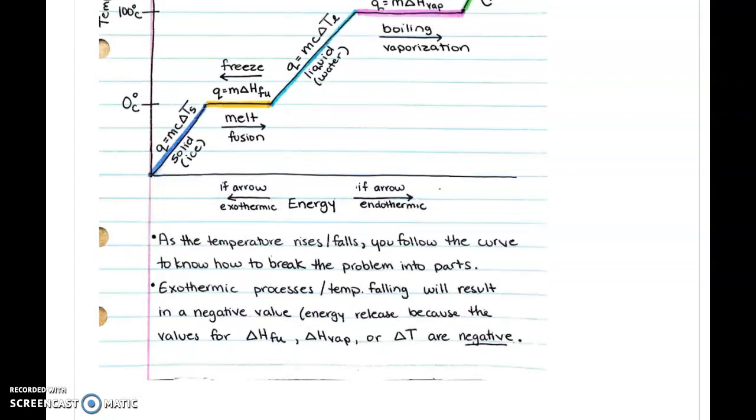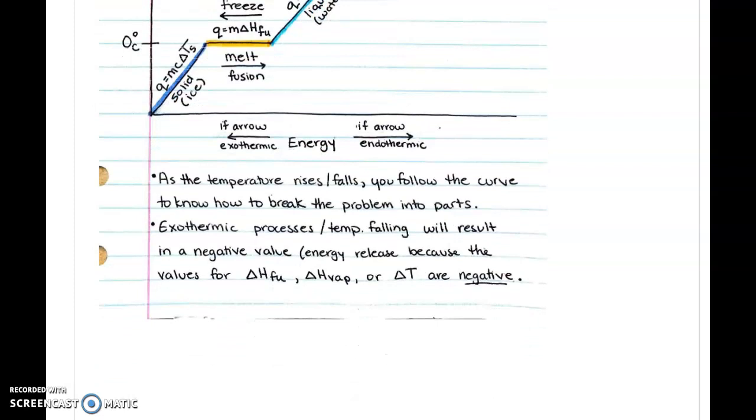Going down here, exothermic processes, or if the temperature is falling, will result in a negative value. We have an energy release because our values for heat of fusion, heat of vaporization, or our change in temperature are all negative. It's one of those weird things where the negative value just means that we're releasing energy. The energy value, whether we are freezing or melting, remains the same. If we have a negative value, we know that we're freezing because we are giving off energy rather than absorbing energy.